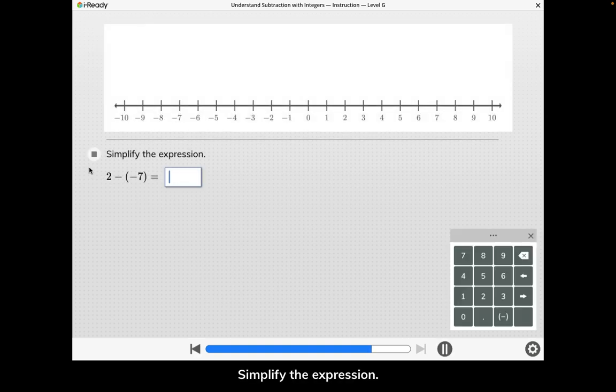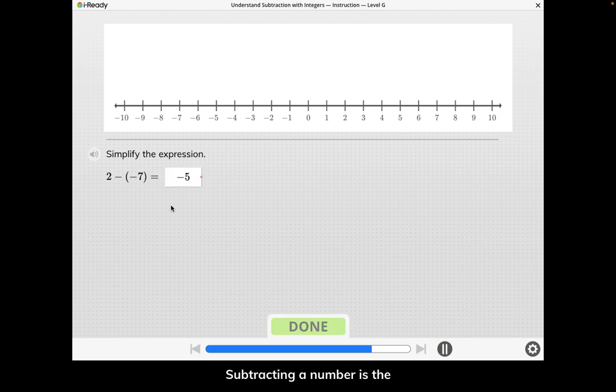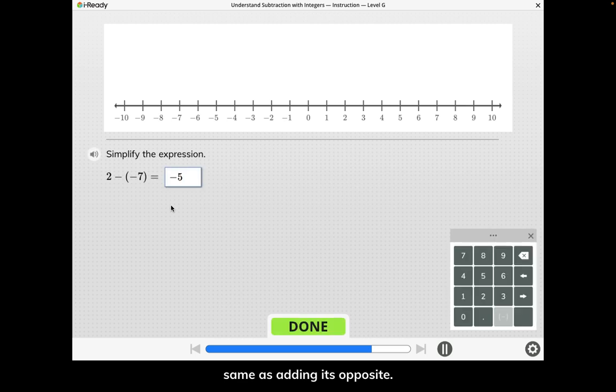Simplify the expression. 2 minus negative 7. So start at 2 and go down 7. That's going to equal negative 5. Ooh. Oh, my bad. I keep doing that. It's minus, not plus. Okay, so it's 2 plus 7. So it's 9.